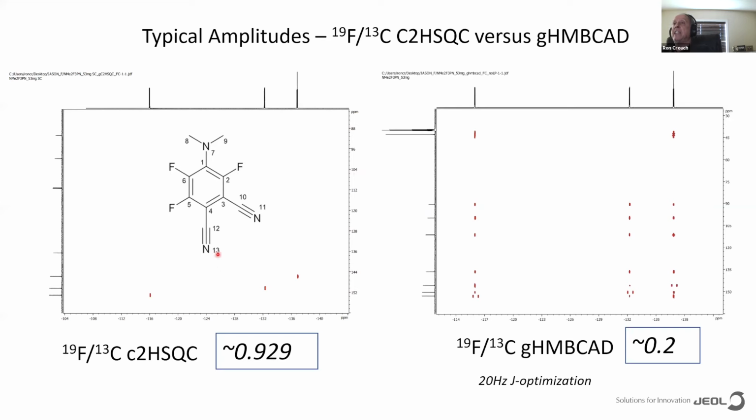So if we take the HSQC for a perfluoro compound, now a perfluoroaromatic, we get nice 3 little peaks. And now we run fluorine carbon HMBC with a 20 Hertz J optimization. We can ratio the cross peak intensities. These are all roughly 0.9, and these are all roughly 0.2 in intensity. So we're looking at about a 4.5-fold signal intensity increase in the HSQC fluorine.